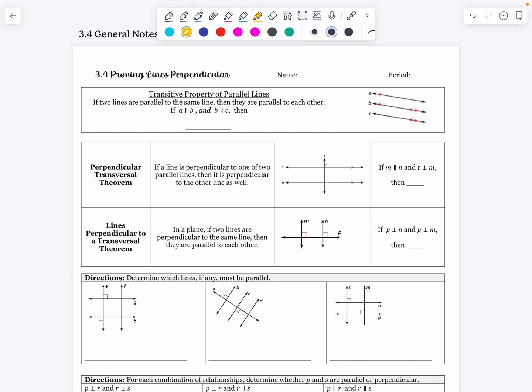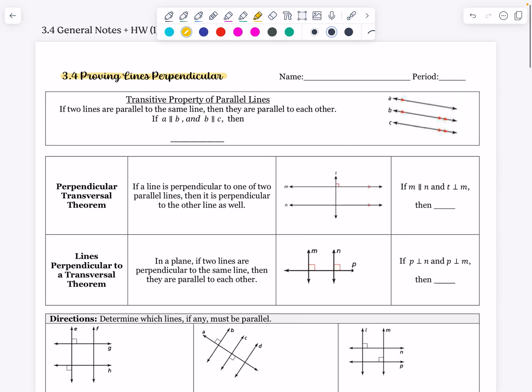Hello everyone and welcome to our 3.4 notes on proving lines perpendicular. So we're going to get started with a few different theorems. The first thing we're going to look at is something called the transitive property of parallel lines.